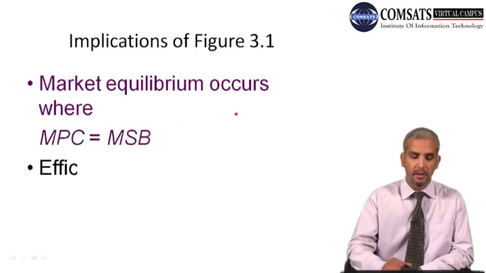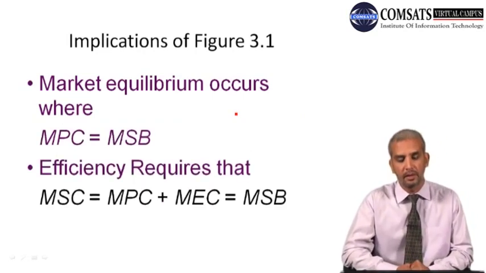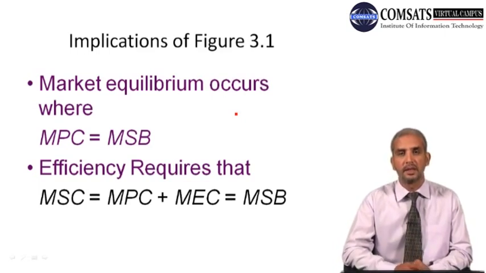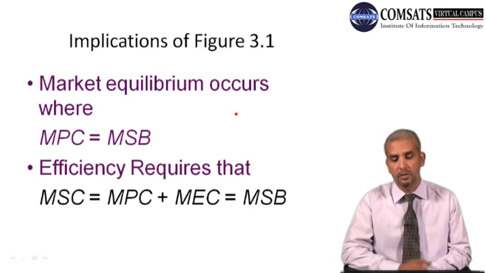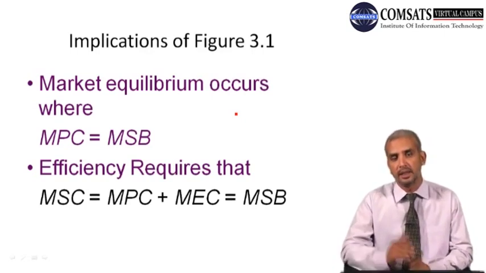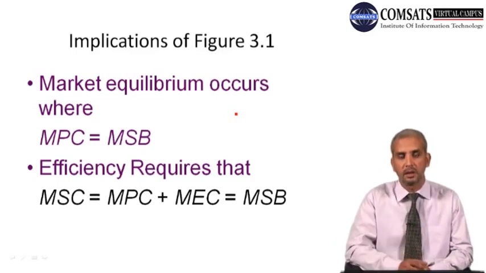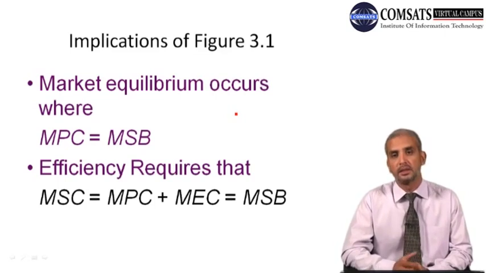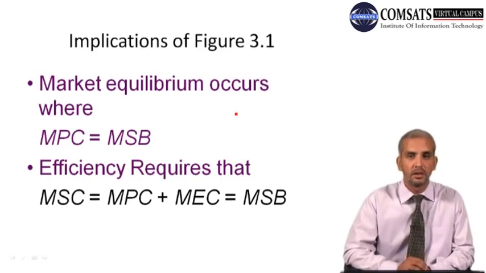Now market equilibrium occurs where marginal private cost is equal to marginal social benefit. That is fine as long as marginal private cost is equal to marginal social cost, but in this case it is not. There exists a negative externality equivalent to some $10 marginal external cost. Now when that marginal external cost is added into marginal private cost, that is the total marginal social cost.